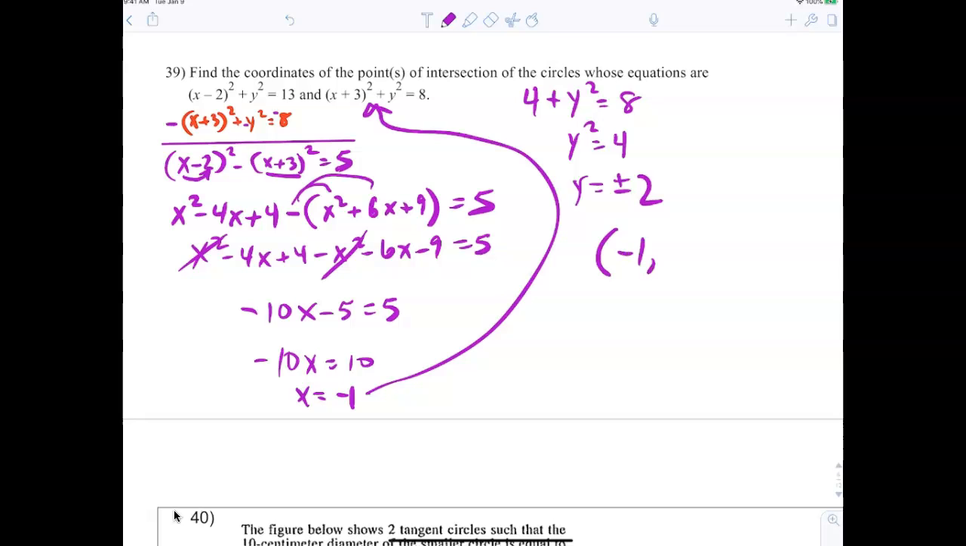So the answer is negative 1, 2, and also what? Negative 1, negative 2. If you were to graph those two circles, they would intersect at negative 1, 2, and negative 1, negative 2. That's all that means. Again, listen to me. Review that, please. All right.